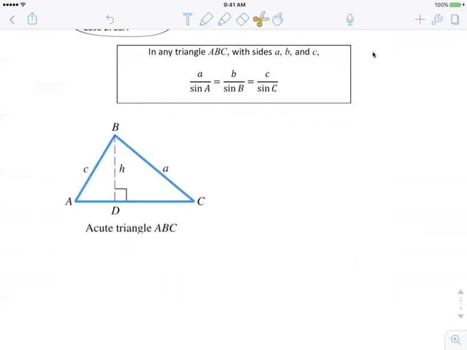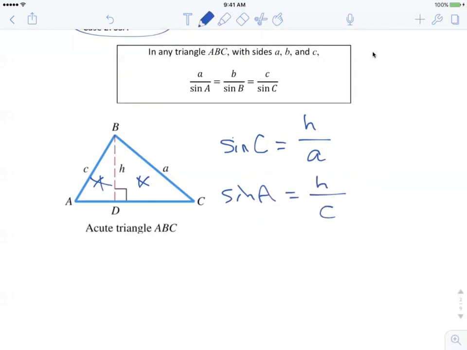Now, what you have here, if we define that height H, then you divide it into 2 right triangles, and you can use right triangle trigonometry. For example, this triangle here, you can say that the sine of C is opposite, which is the H, over hypotenuse A. This triangle here, we would have sine of A equals opposite H over hypotenuse C.